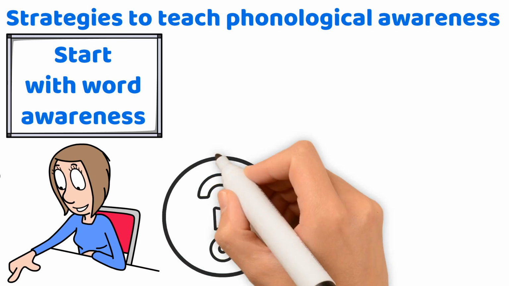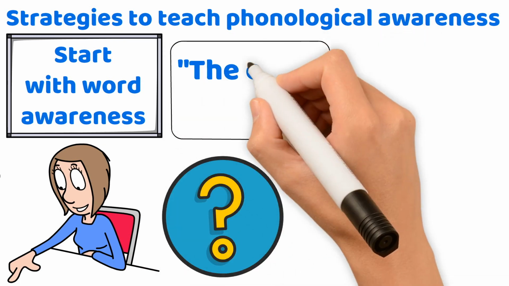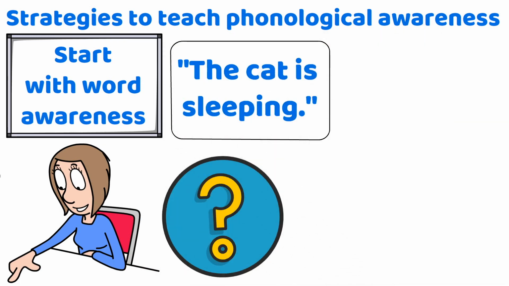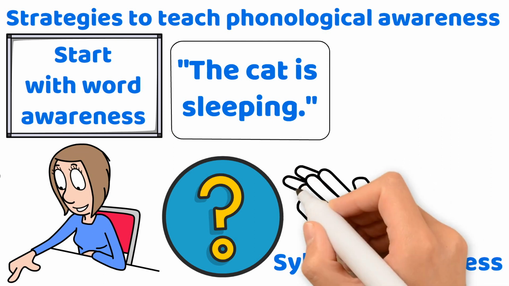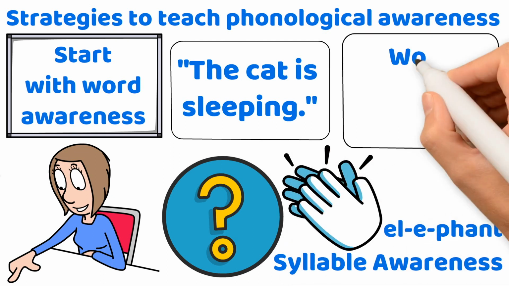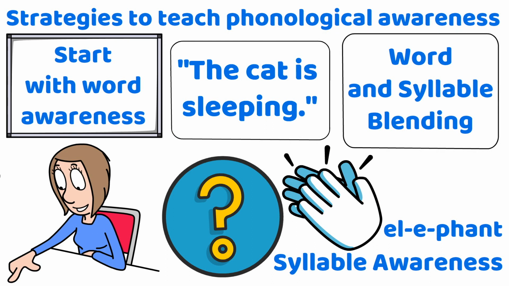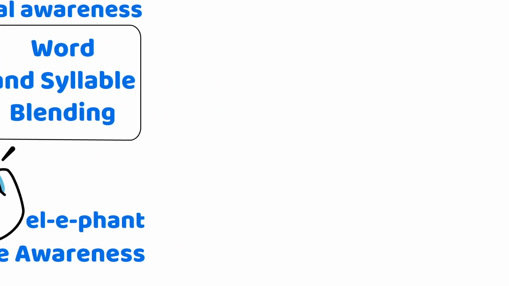For example, question: how many words are in the sentence, "The cat is sleeping"? Progress to syllable awareness, such as clapping out the syllables in elephant. Use word and syllable blending activities to build their ability to connect spoken language to reading.